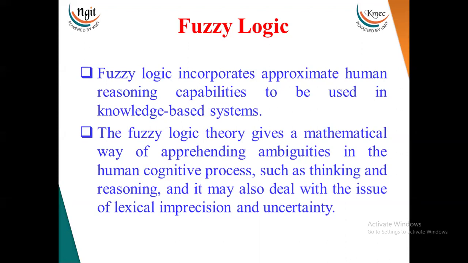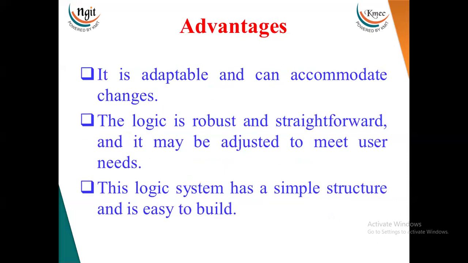Coming to the next one, it is used for apprehending the ambiguities in the human cognitive process, like thinking, reasoning, and giving rule-based inferences, with the help of imprecision and uncertainty. If a particular problem is uncertain, or has only imprecise values, we can use fuzzy logic. What are the advantages?